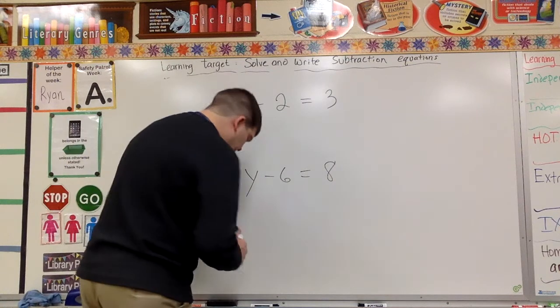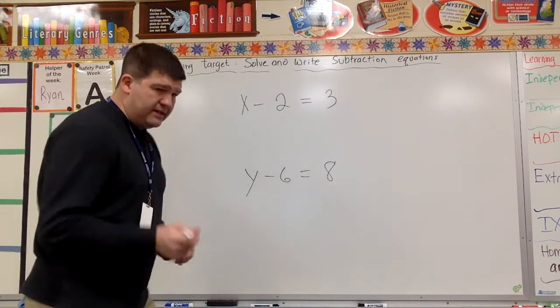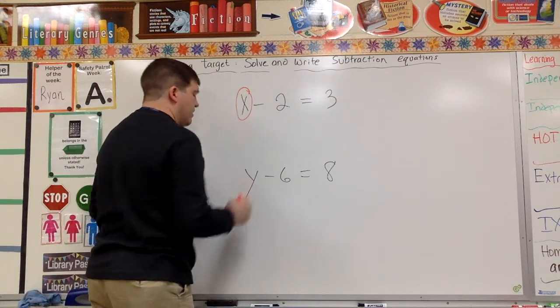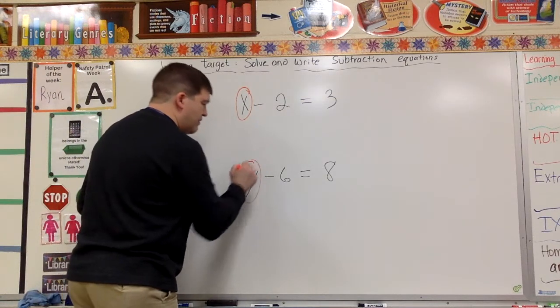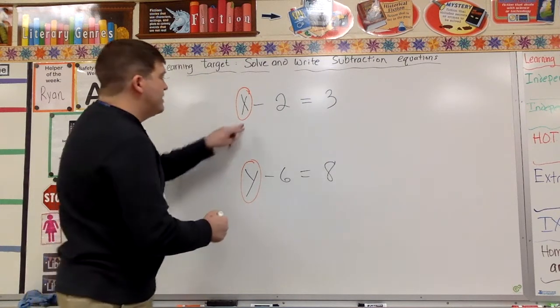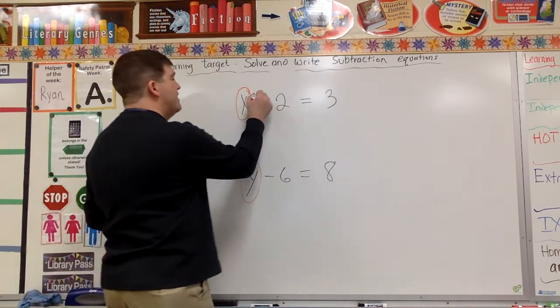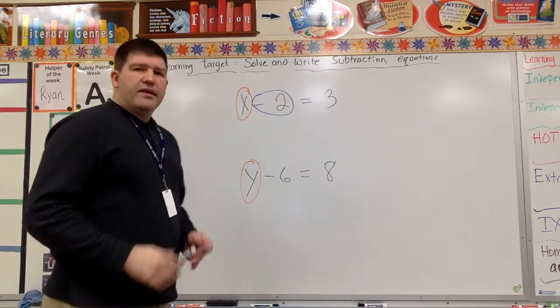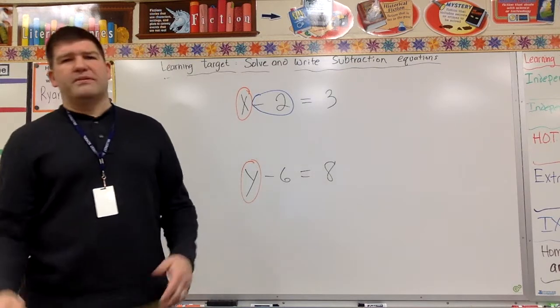What I want to do on all of these, we did these with the addition ones also, we want to get this variable all by itself. And on this one, it has a variable too. We want to get that by itself. So to get this x by itself, I have to get rid of that minus 2. And how do I get rid of the minus 2? I do the opposite. I add 2.